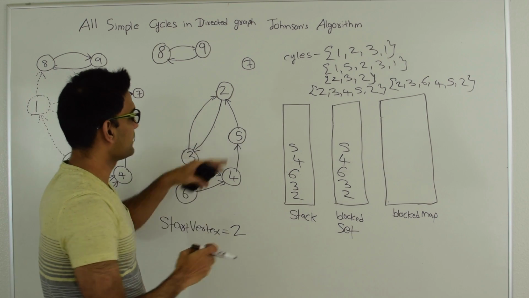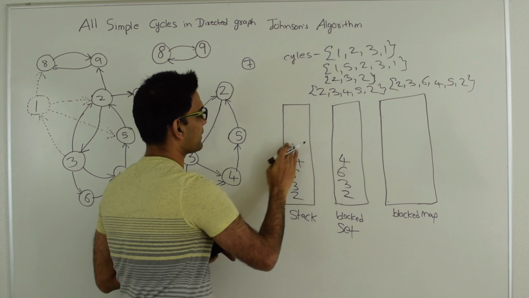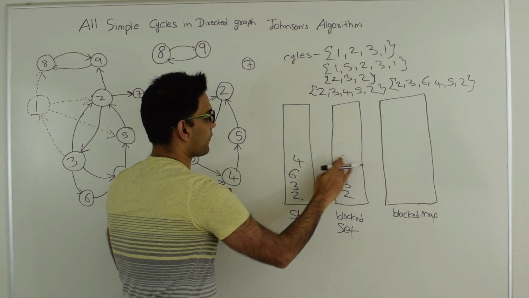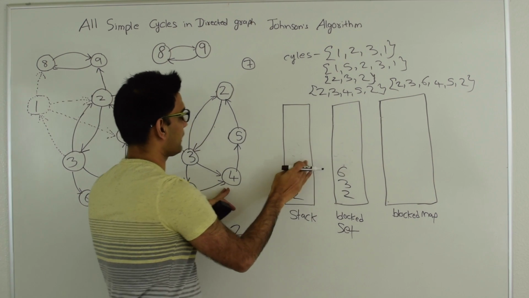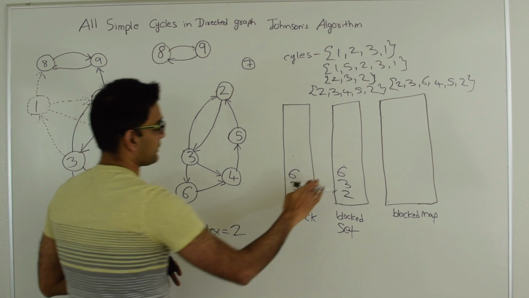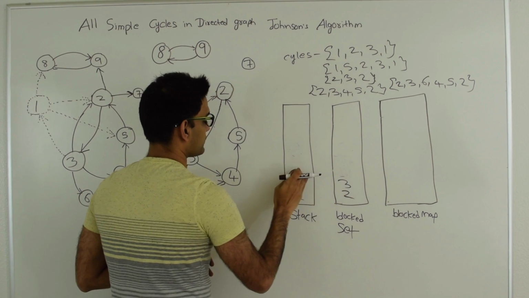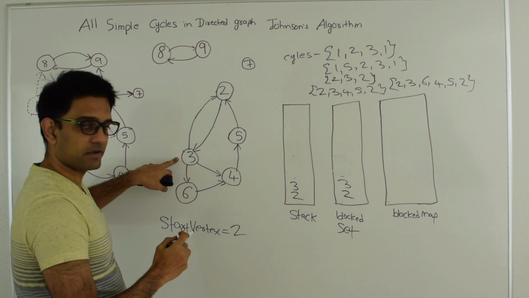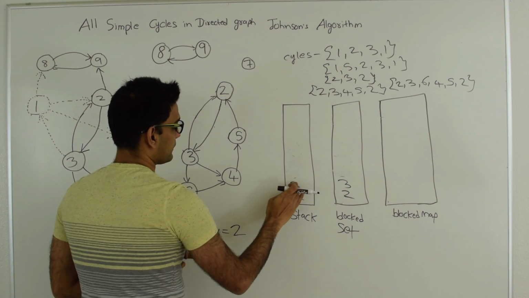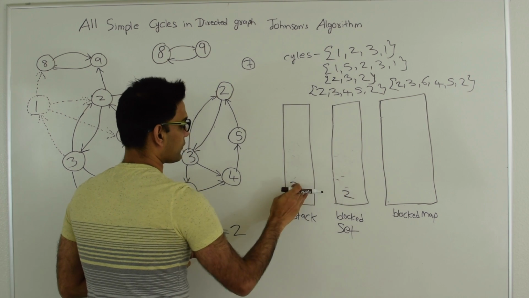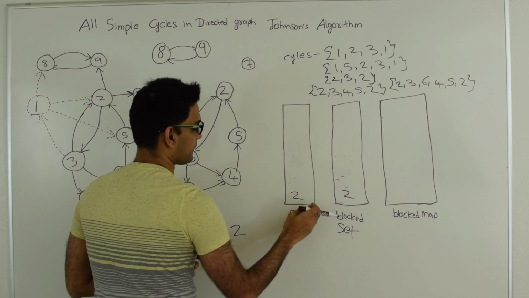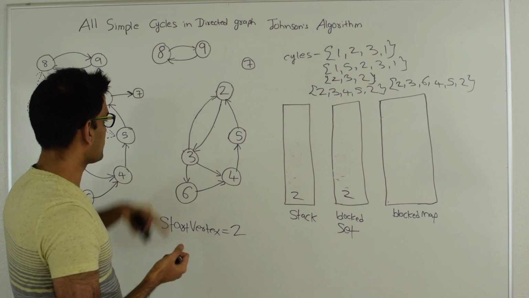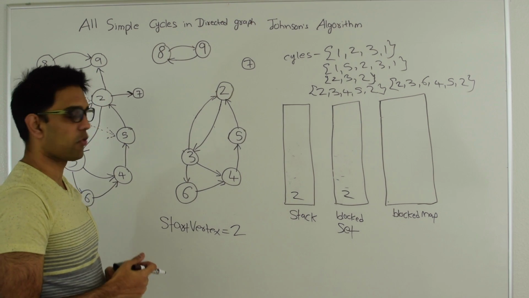And then we recurse back, so we found a cycle, so we unblock 5 for the possibility of future cycles. Then we go to 4, we unblock 4 for the possibility of future cycles. Then we go to 6, we unblock 6 for the possibility of future cycles. Then we go to 3. So at this point of time we have explored all the neighbors of 3. And since we found cycles, we are going to unblock 3, and we are going to remove it from the stack, and then we end up at 2, and now 2 has no more neighbors.